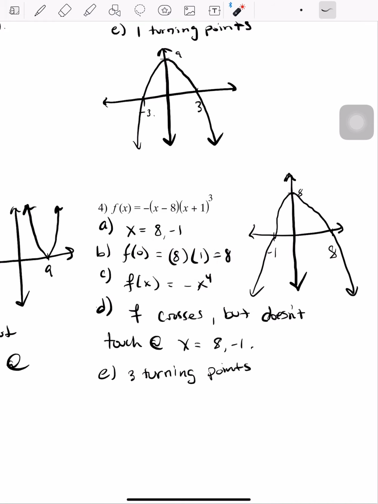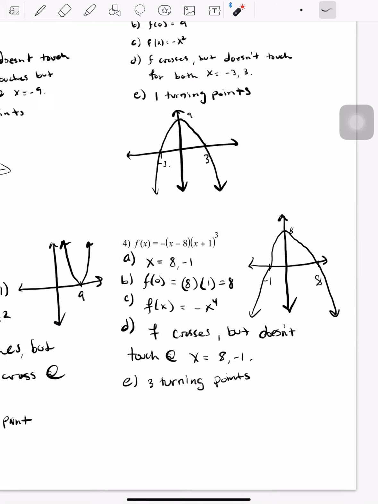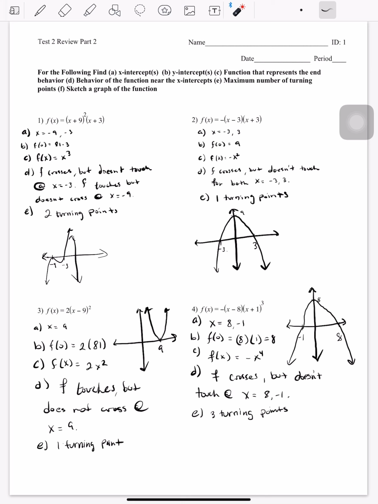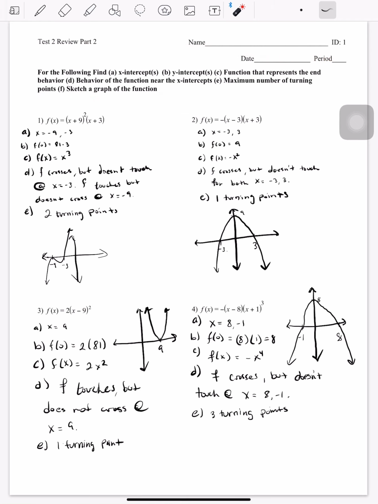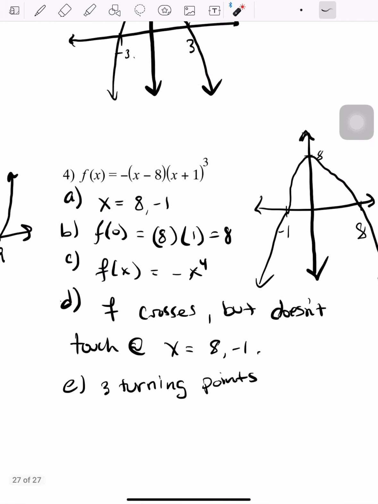The next part is part C, which is determine the function that represents the end behavior. So just a quick pause here. Someone asked me if you're going to need to remember all parts of what you need to do to solve this entire problem. And no, you're going to be given the A through F, so it's going to tell you what you need to find.